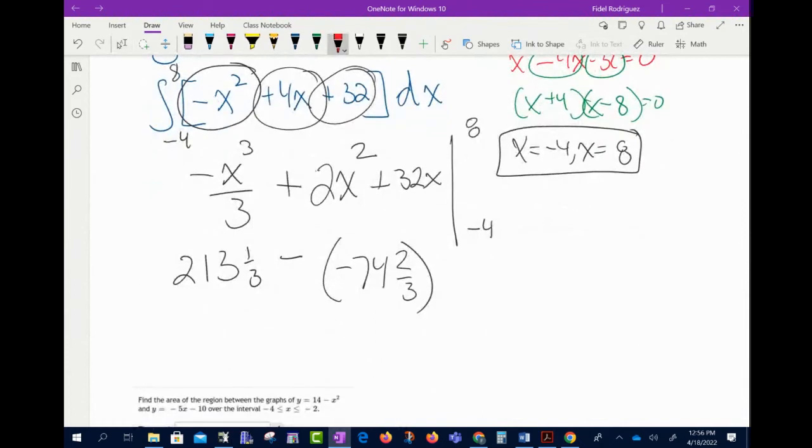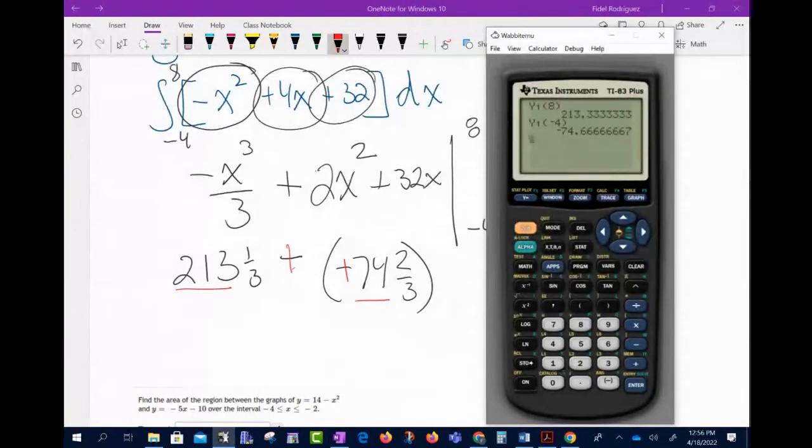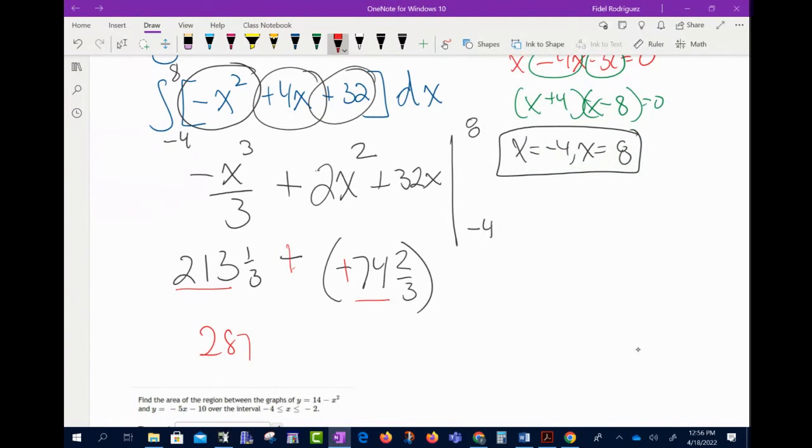At this point, remember, we're subtracting a negative, so those are both going to become positive. So 213 plus 74 is 287. Then 1/3 and 2/3 is another one. So wouldn't that be 288? And we found the area between those two curves, right?